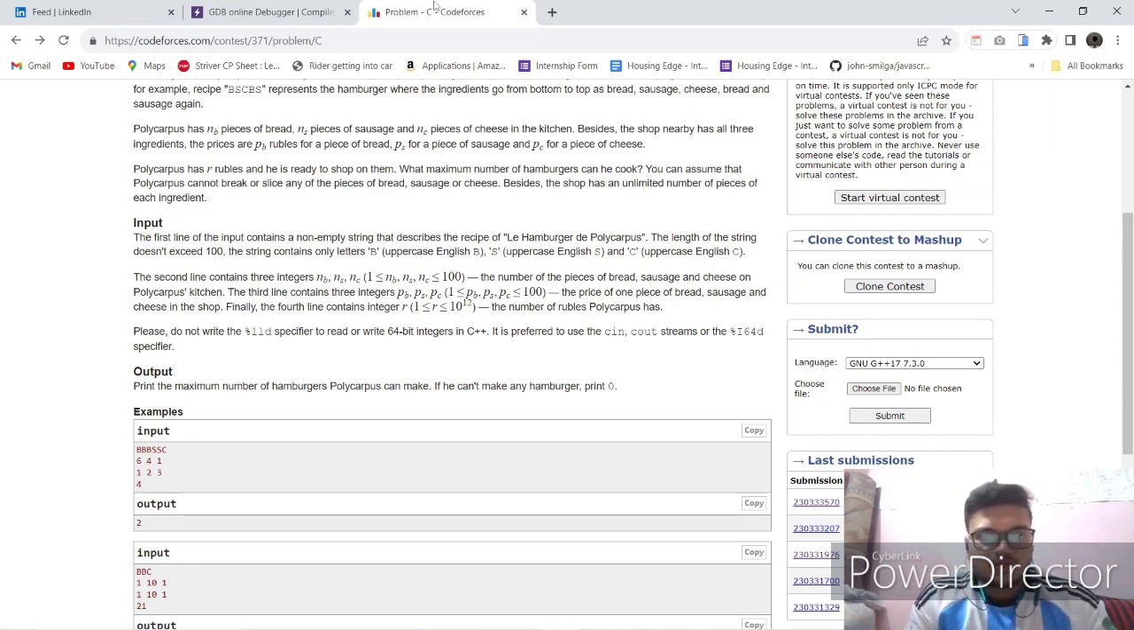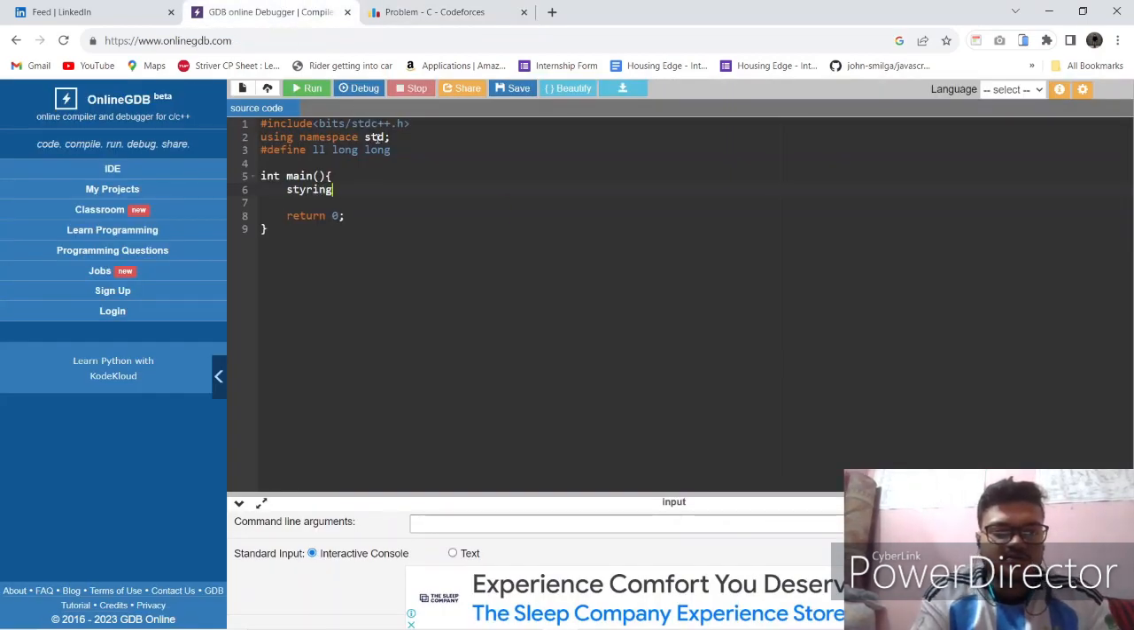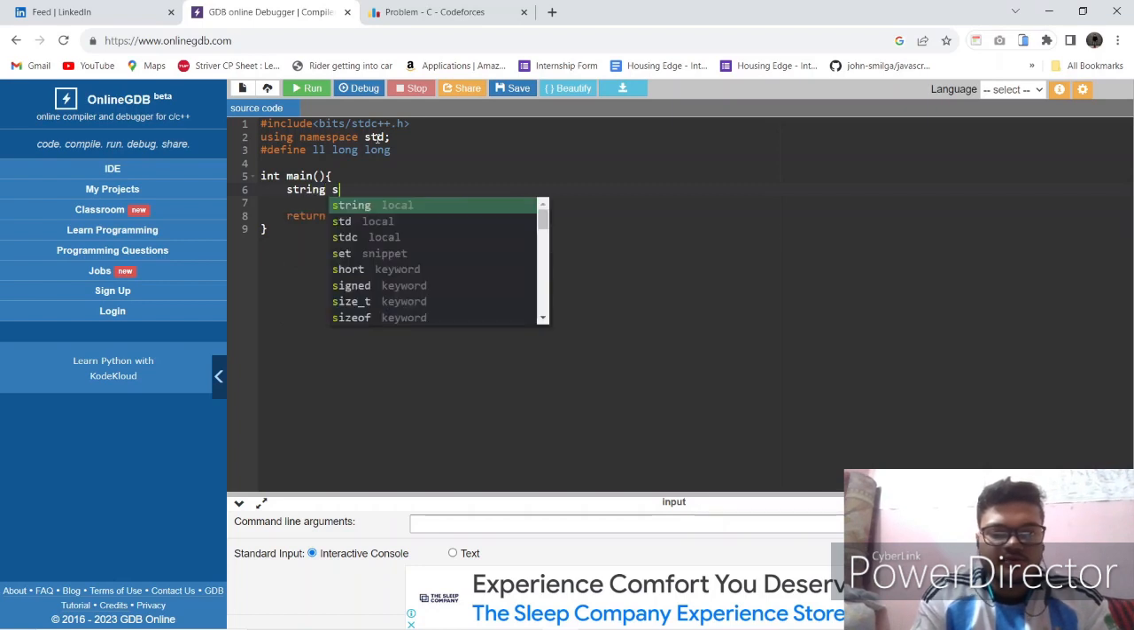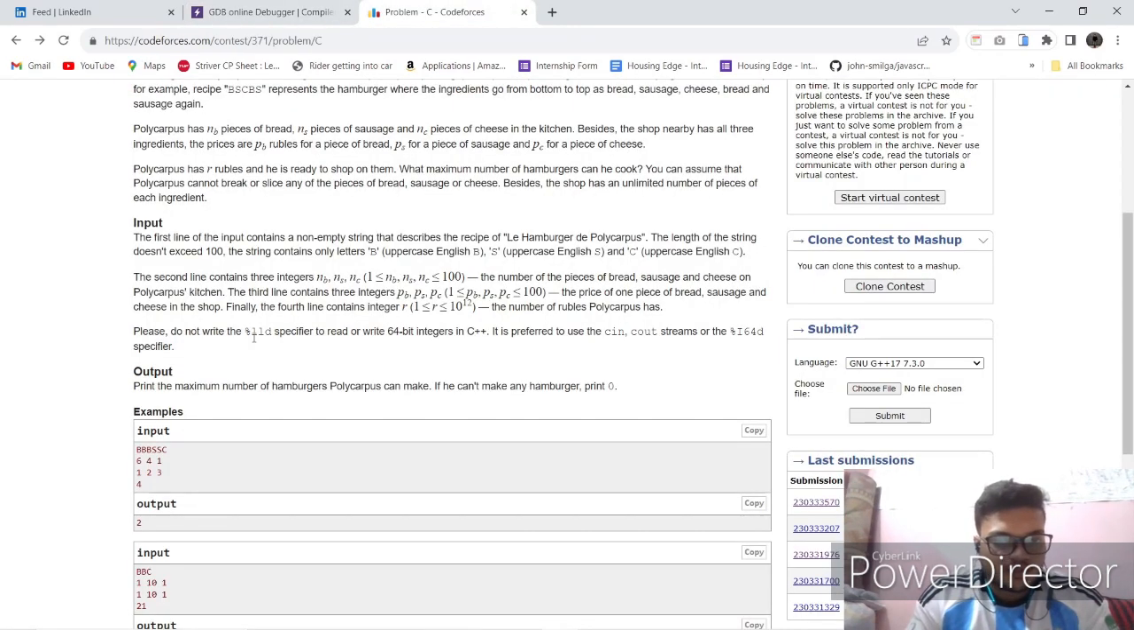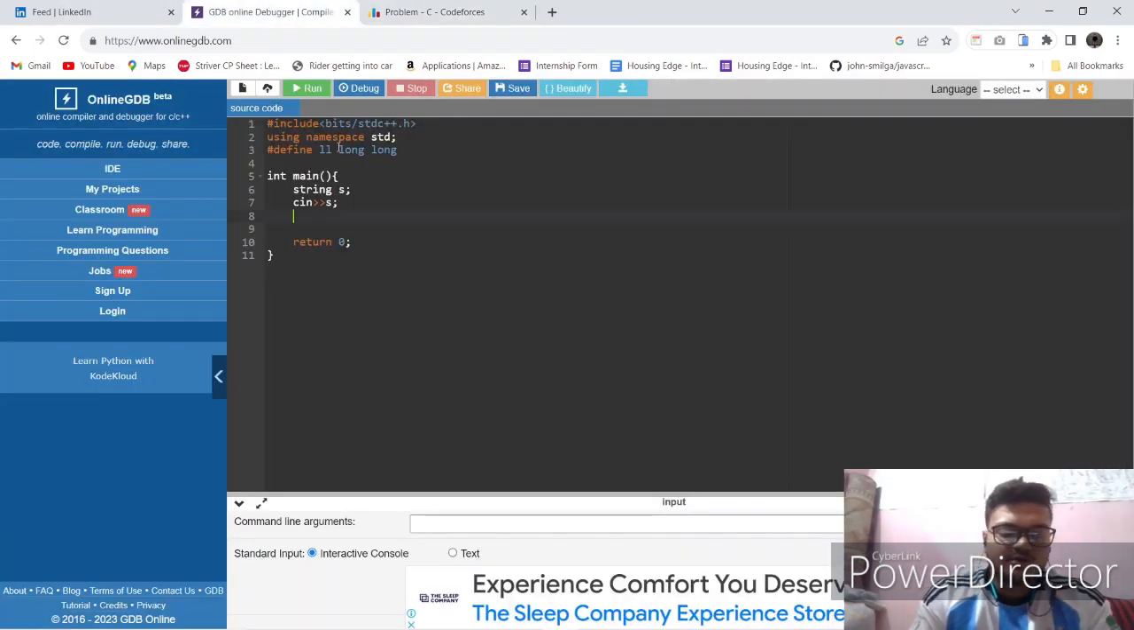So let's code it out. What we need first is the string s, so let's take the string s. Then we'll need the number of pieces of bread, sausages, and cheese, and the third line will contain the prices of one bread, sausage, and cheese. First will be the quantities, then the prices.